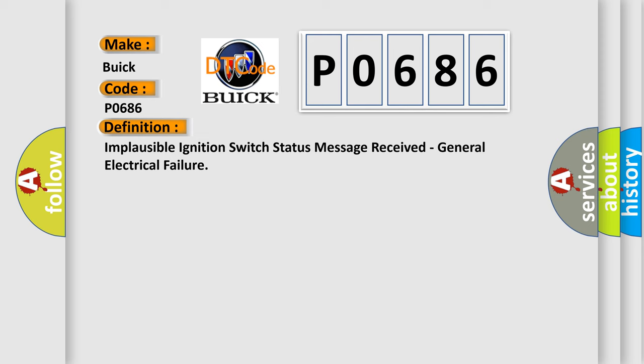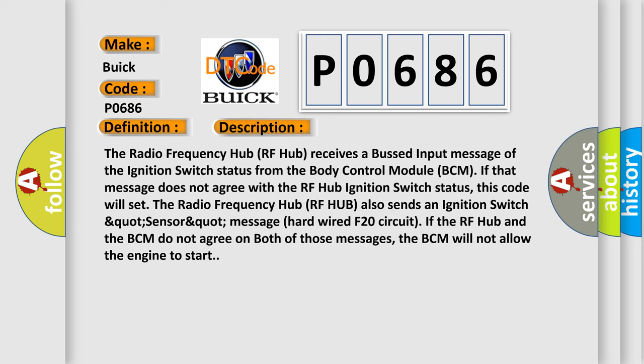And now this is a short description of this DTC code. The radio frequency hub, RF hub, receives a bus input message of the ignition switch status from the body control module, BCM. If that message does not agree with the RF hub ignition switch status, this code will set. The RF hub also sends an ignition switch status message on the hardwired F20 circuit. If the RF hub and the BCM do not agree on both of those messages, the BCM will not allow the engine to start.